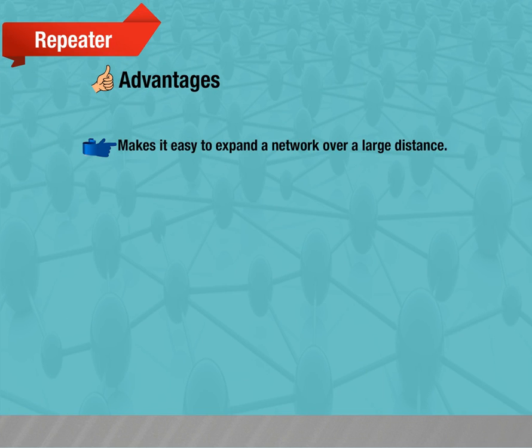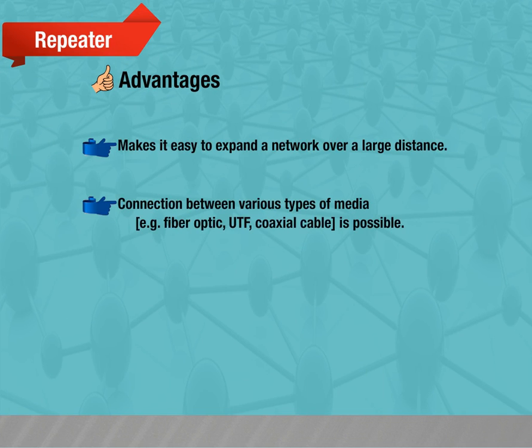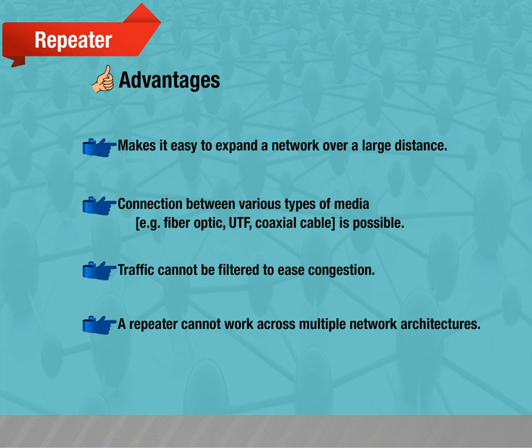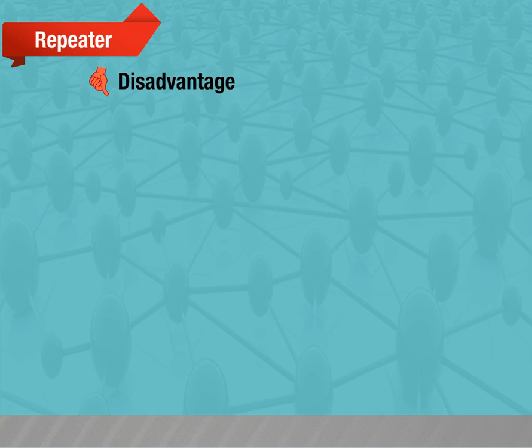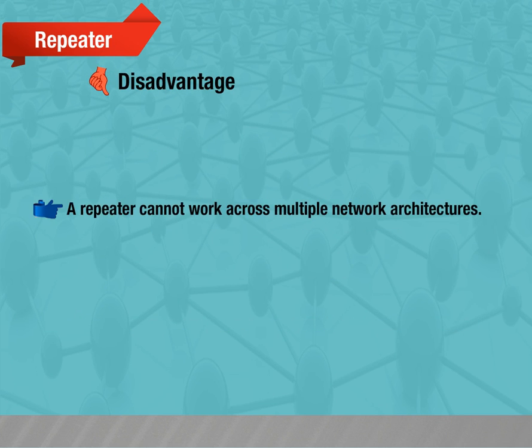Advantage. Makes it easy to expand a network over a large distance. Connection between various types of media, for example, fiber optic, UTP, coaxial cable, is possible. Disadvantage. Traffic cannot be filtered to ease congestion. A repeater cannot work across multiple network architectures.